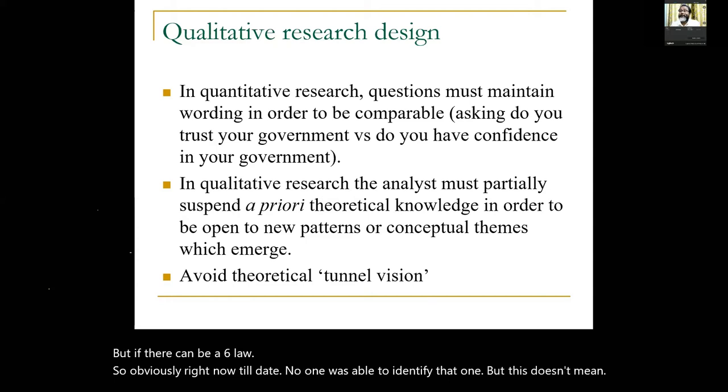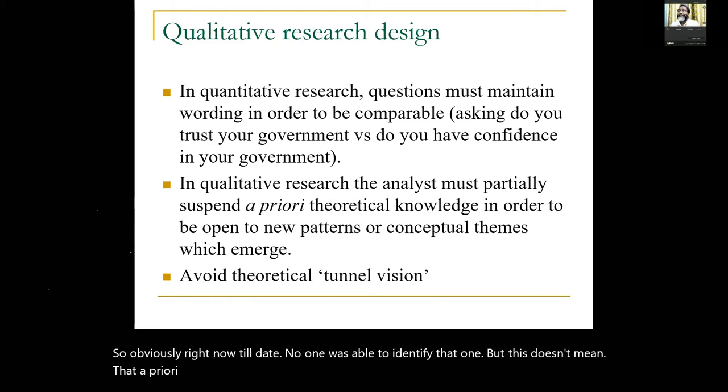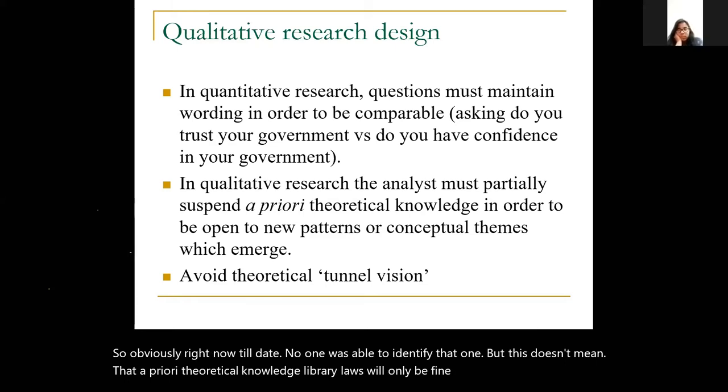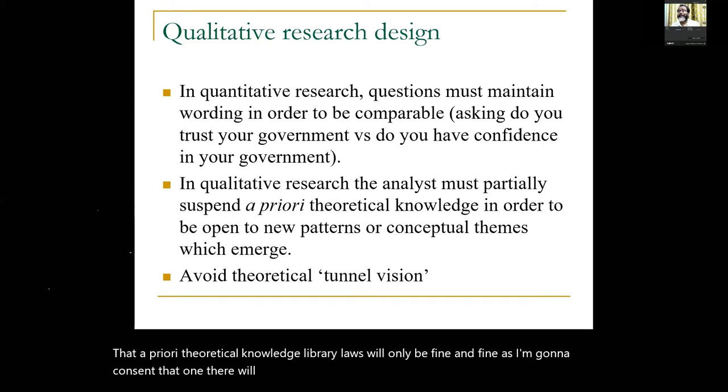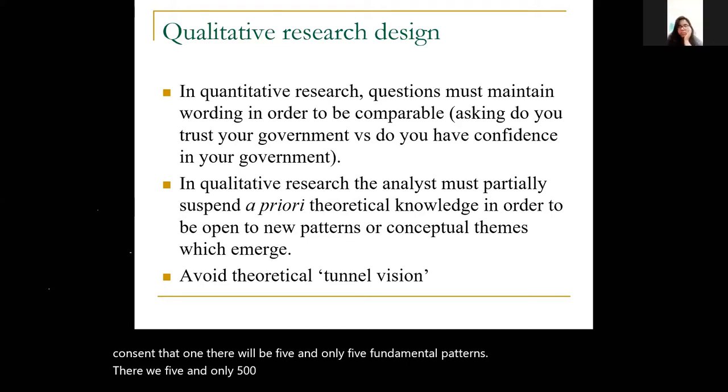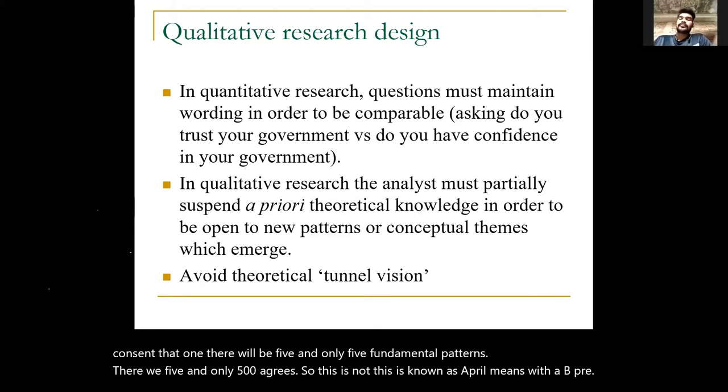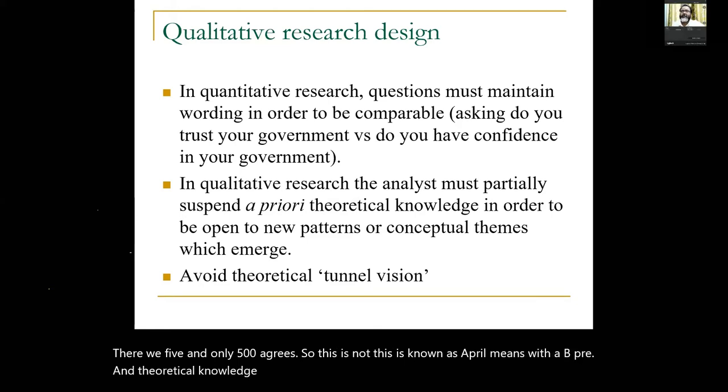but this doesn't mean that a priori theoretical knowledge, the library laws, will identify and find it. As Ranganathan said, there will be 5 and only 5 fundamental categories. There will be 5 and only 5 fundamental categories. So this is known as a priori. A priori means the pre-hand theoretical law, a pre-existing theoretical law. It is a qualitative research.